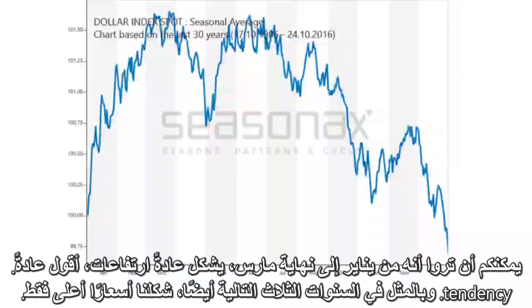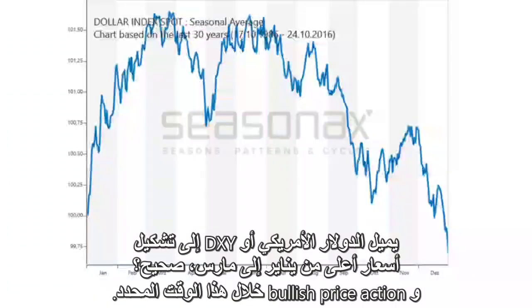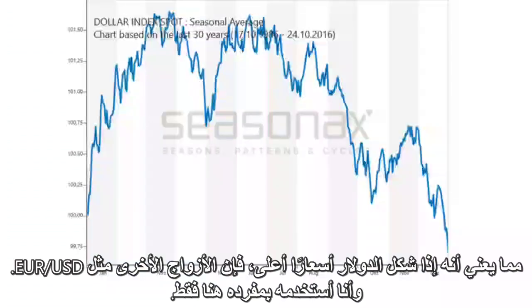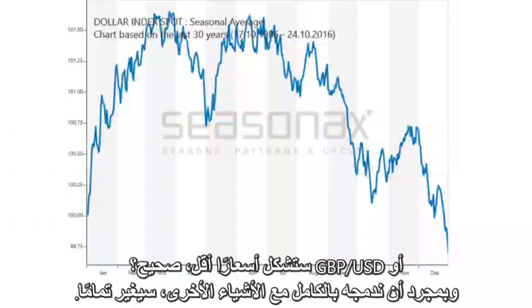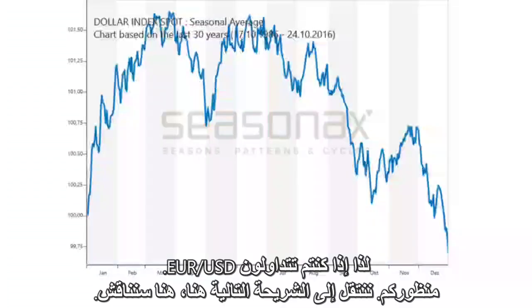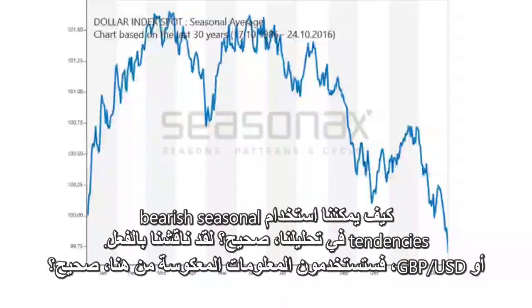You can see that from January to March's end, it usually forms higher prices. Usually USD or DXY tends to form higher prices from January to March, right? Which means that if the dollar forms higher prices, then the other pairs like Euro USD or GBP USD will form lower prices, right? So if you are trading Euro USD or GBP USD, then you're going to be using the inverted information from here, right?